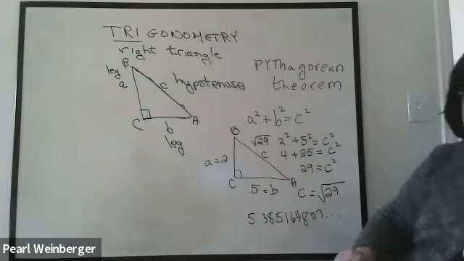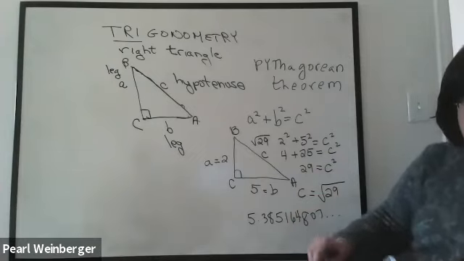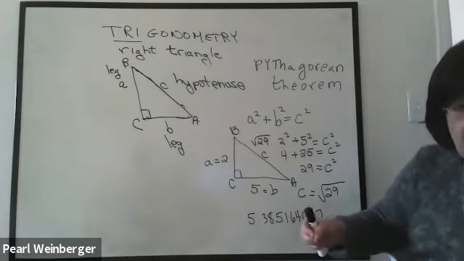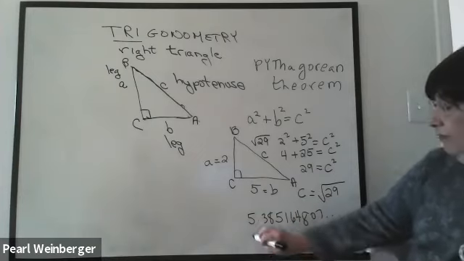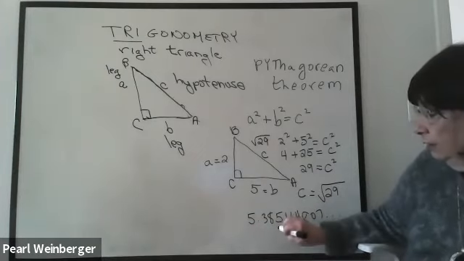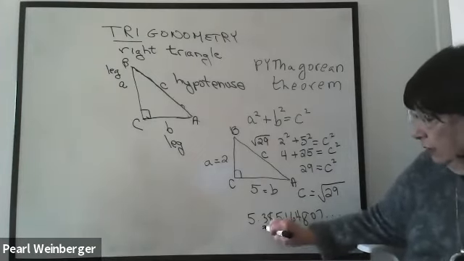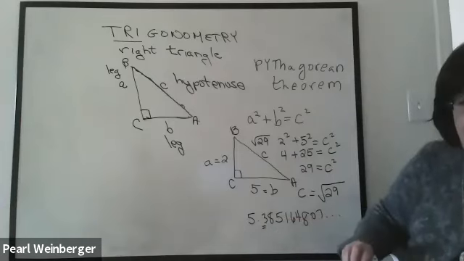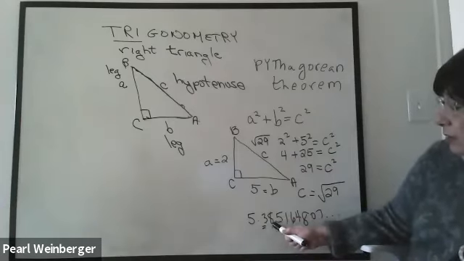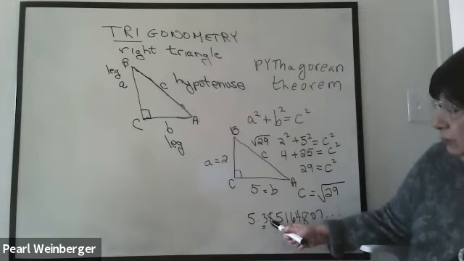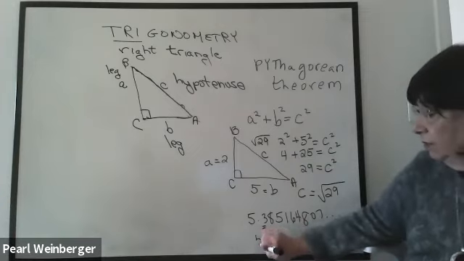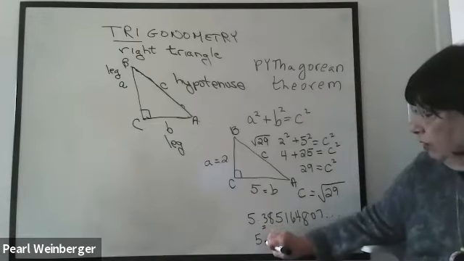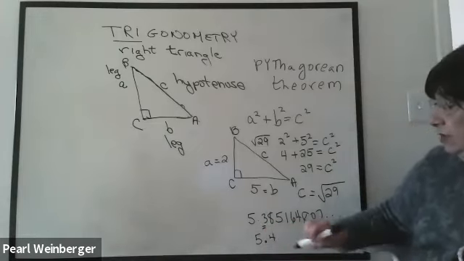The square root of 29 is an irrational number. It's a non-ending, non-repeating decimal. If I want this to the nearest tenth, I look over here. The 3 is in the tenth position. The number after it is an 8. So I'm going to have to round this off to 5.4 if I want my answer to the nearest tenth.